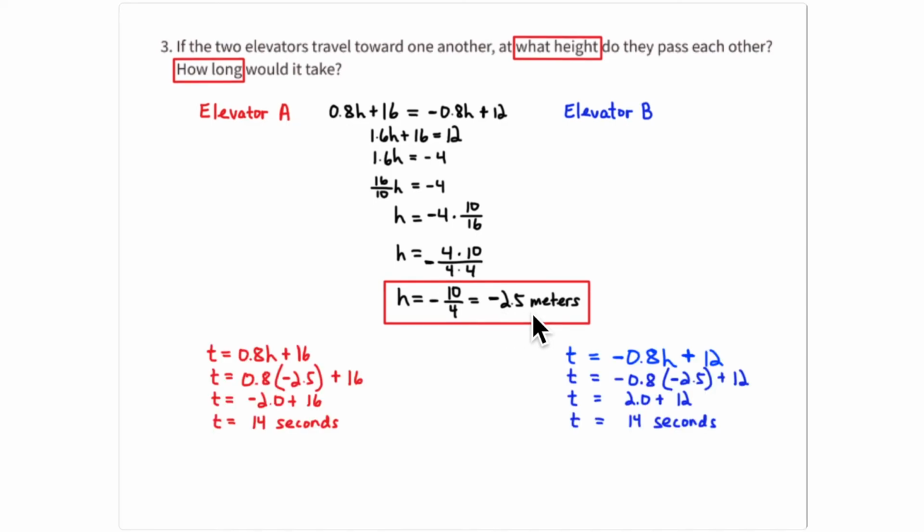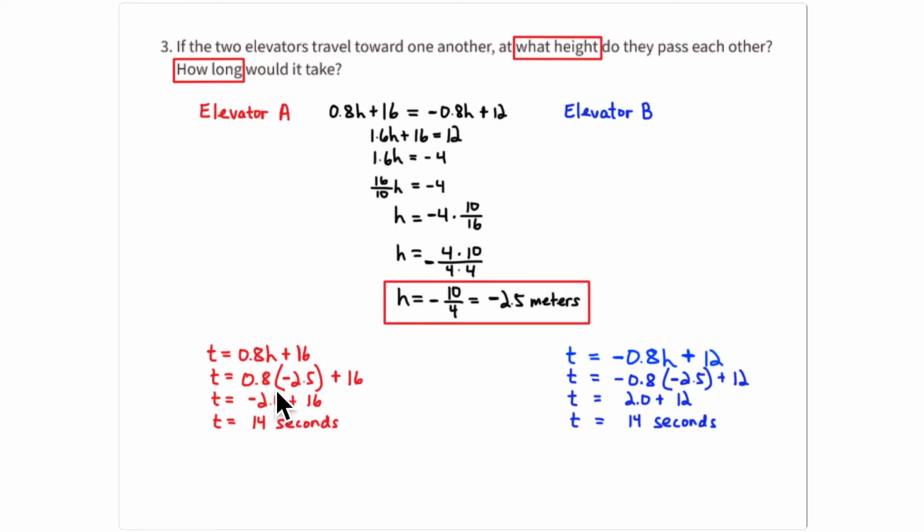And how long does it take to get there? Well, this is the height now that you use in the calculation for time. How long does it take this elevator to get to negative 2.5 meters? It takes 14 seconds. So this is this height, negative 2.5 times 8/10. If you think about 8/10, what's 8/10 of a negative 2.5? Well, 8/10 of a negative 2.5 is 2.